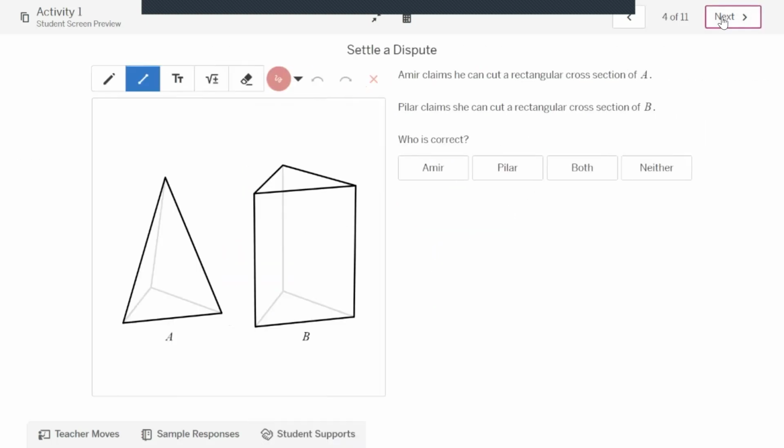Challenge number. All right. Settle the dispute. Amar claims he can cut a rectangle cross section of A. Pilar claims she can cut a rectangular cross section of B. Who's correct? Oh boy, rectangular cross section. That's a good question. Let's see.